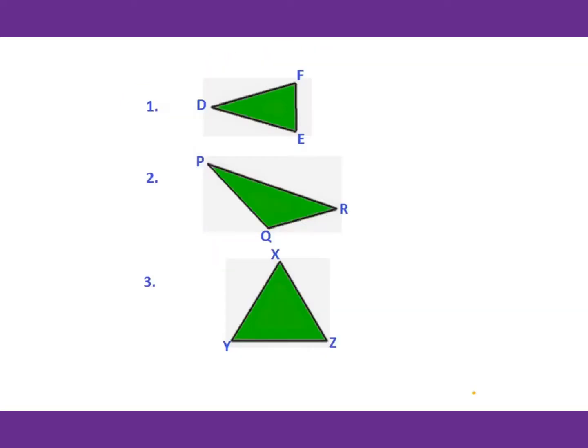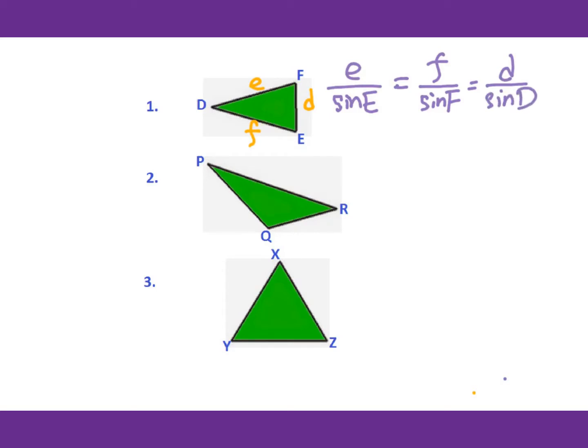If we have a triangle DEF, we label this as D, E, and F. We got e over sine E equals f over sine F equals d over sine D. You can try number 2 and 3 to write down the sine law for these two triangles.